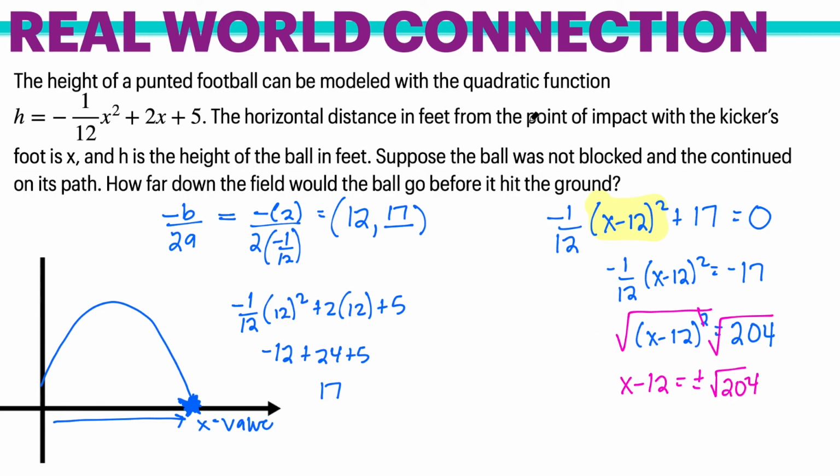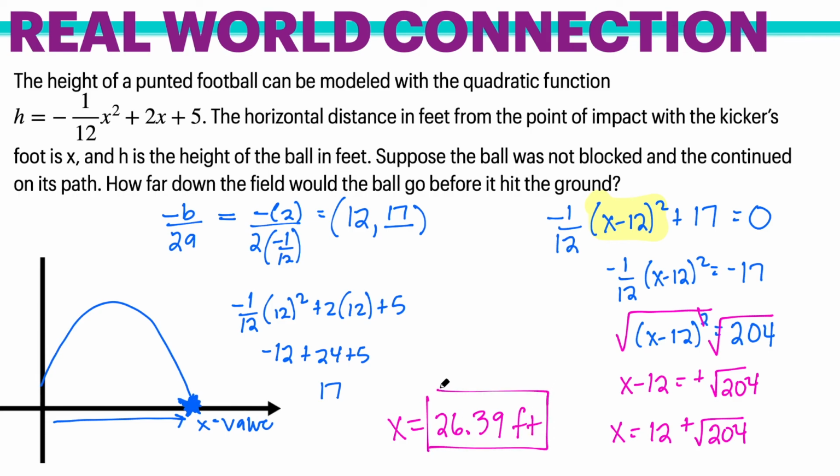However, this is a real world situation, so the negative is not going to come into play because you cannot have a negative length down the field for the football. So our answer is going to be adding 12 plus the square root of 204, which will give us 26.39 feet, and that is how far the ball will go when it lands on the ground.